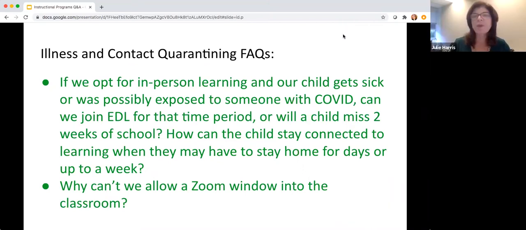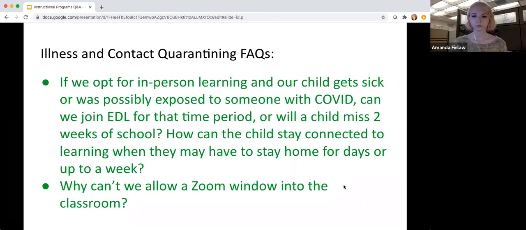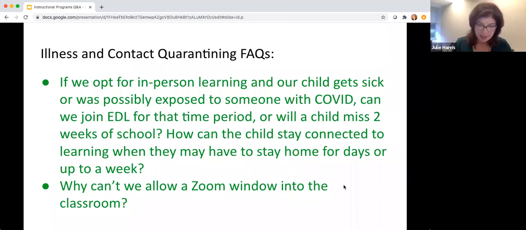In fact, we've talked about this this evening with the chart. So people should definitely go back to the flow chart and determine what is appropriate for your child in terms of self-quarantining. If a student is self-quarantining, they will get their lessons from their in-person teacher. They cannot go back and forth in and out of EDL.